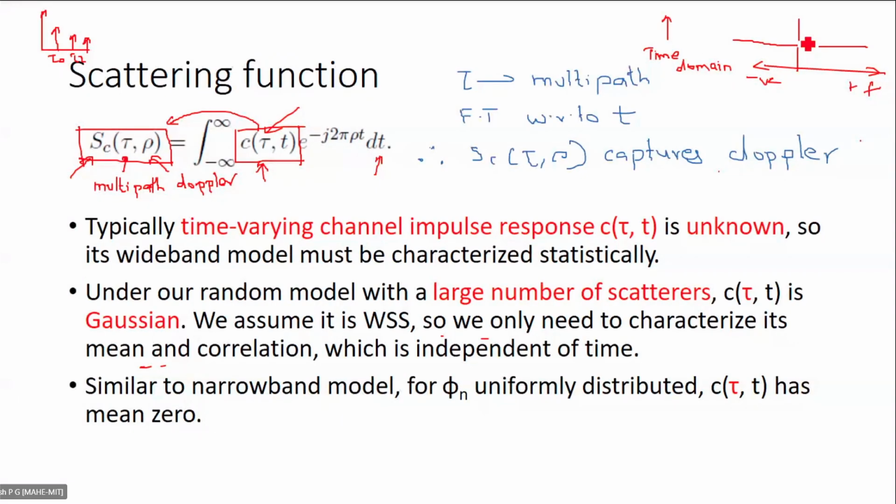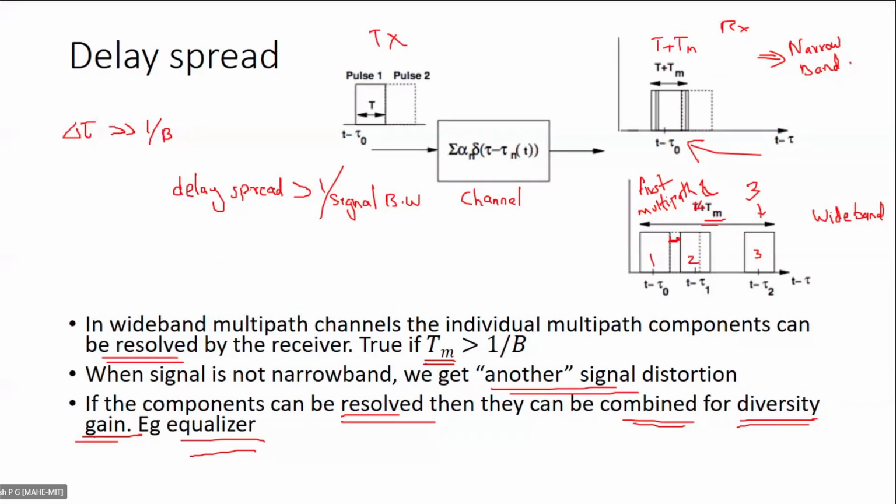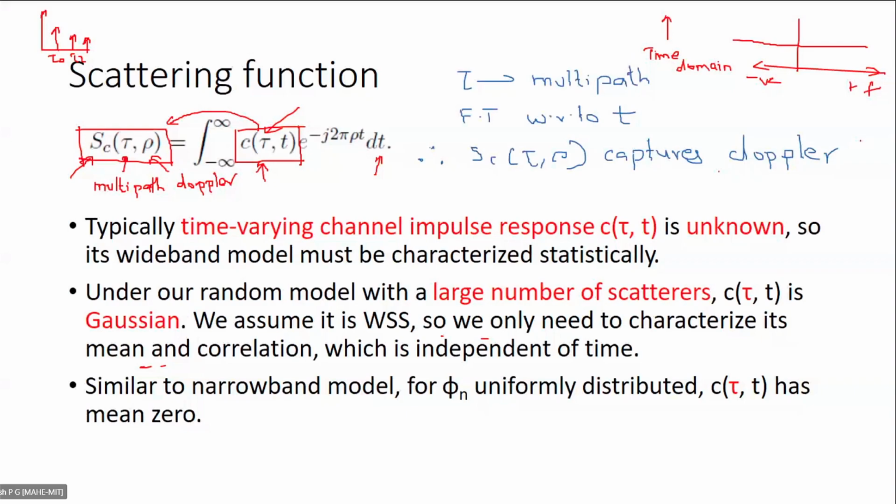Okay, so that's all about the scattering function. We have seen delay spread, and from delay spread we can analyze whether the channel is narrowband or wideband. And we have seen the scattering function. If you have SC of tau comma rho, then we know it is meant to analyze the Doppler effect, right?